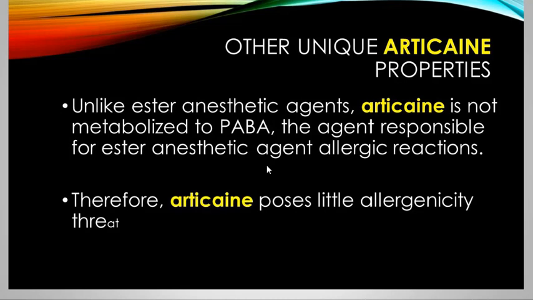Other unique articaine properties: unlike ester agents, articaine is not metabolized by PABA, and this is the responsible agent for most allergic reactions. So therefore, articaine poses little allergenicity threat.